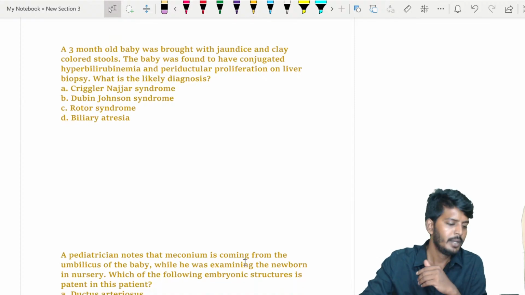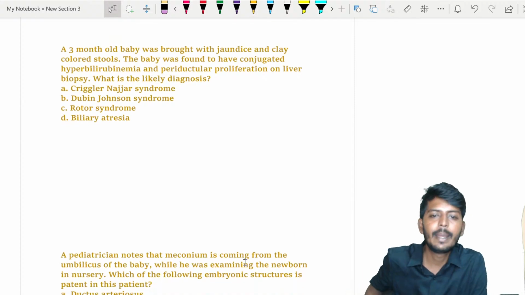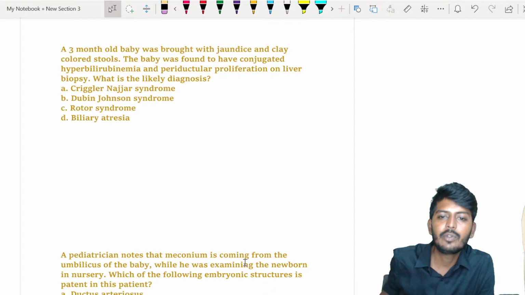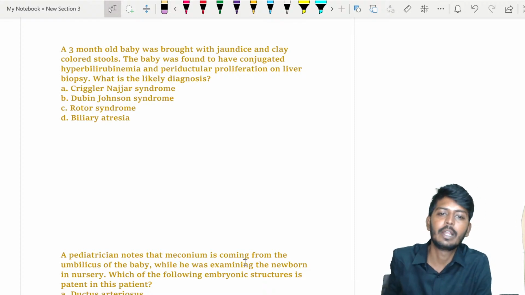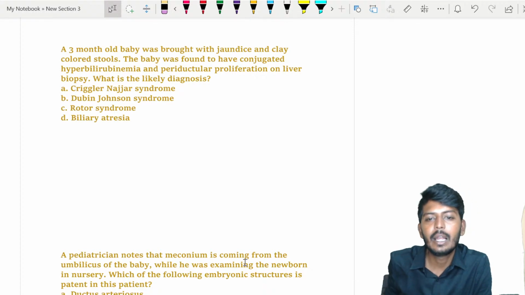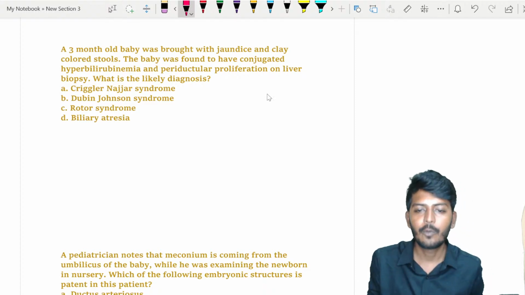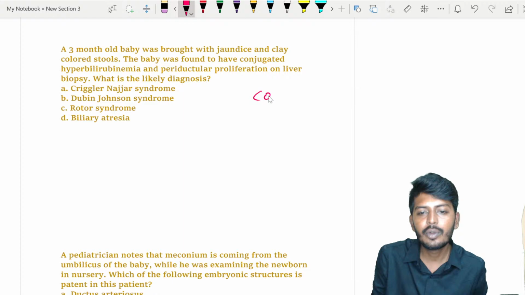Let's go to the next one. Okay, a 3-month-old baby was brought with jaundice and clay colored stools. The baby was found to have conjugated hyperbilirubinemia and periductal proliferation on the liver biopsy. What is the diagnosis? Okay, so first let's understand conjugated hyperbilirubinemia.